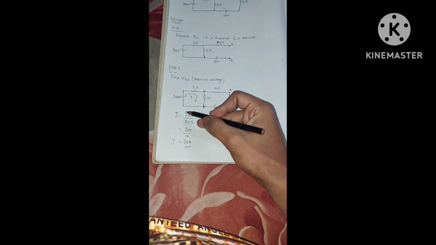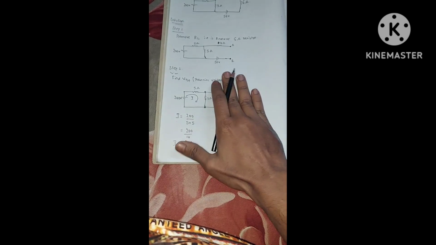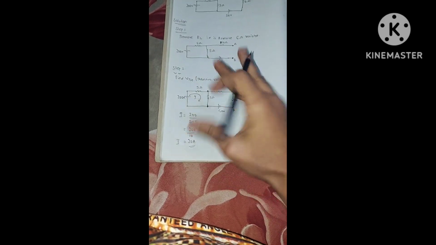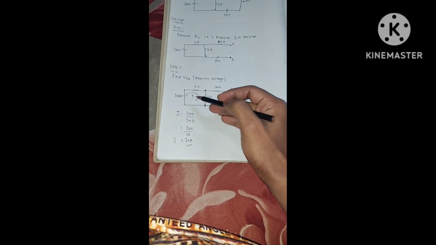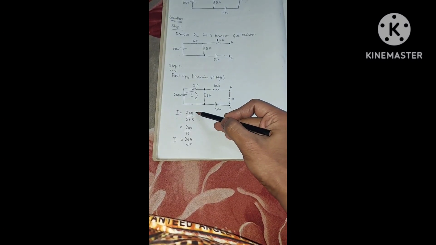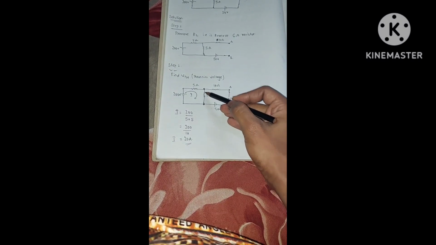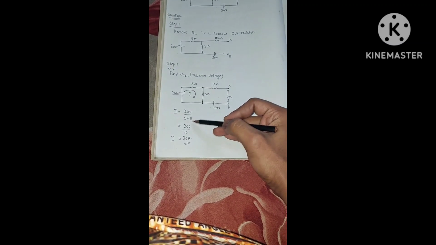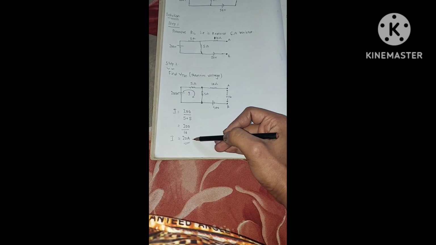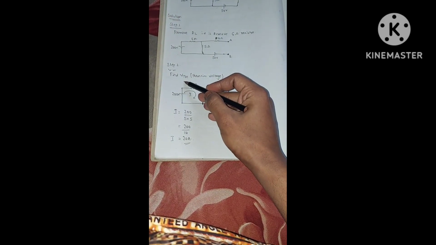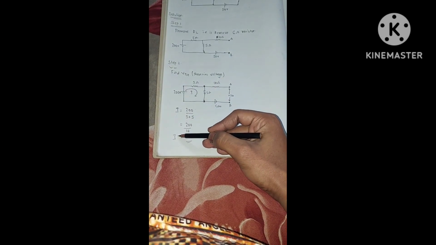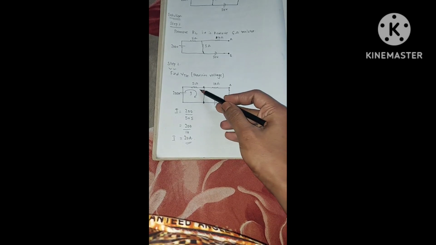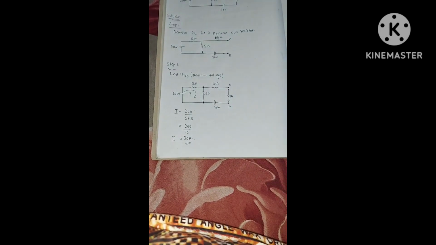Don't look at this part, it is open and no current is flowing. We know that I is equal to V by R. What is V? Already given, 200 volts. What is R? Two resistors are there, 5 ohm and 5 ohm, so just add them. 5 plus 5 is 10, so I is 200 by 10, that is 20 ampere. To find VTH, first we need to find this current. We found the current, I equal to V by R, with V as 200 and R as 5 plus 5.